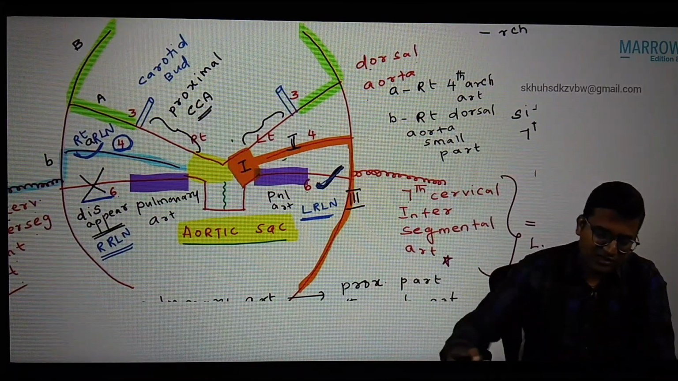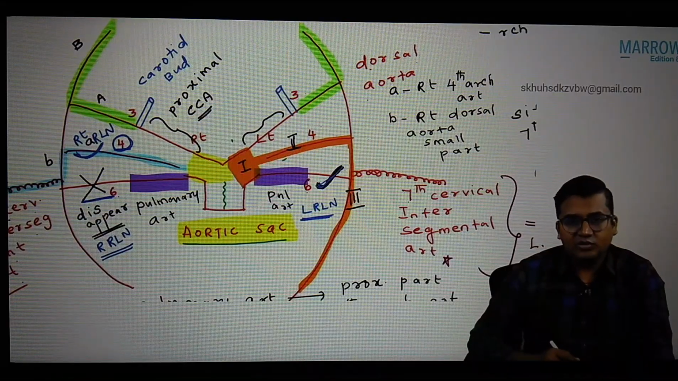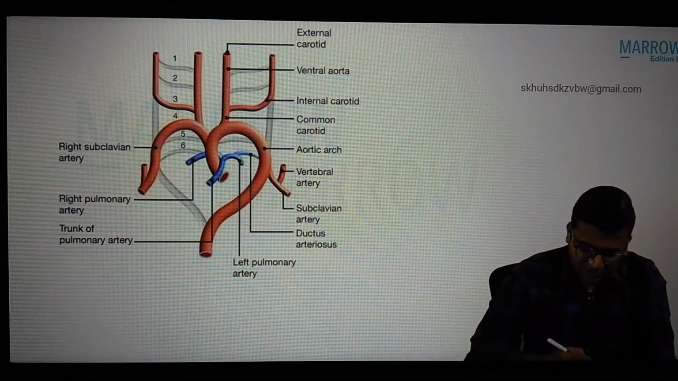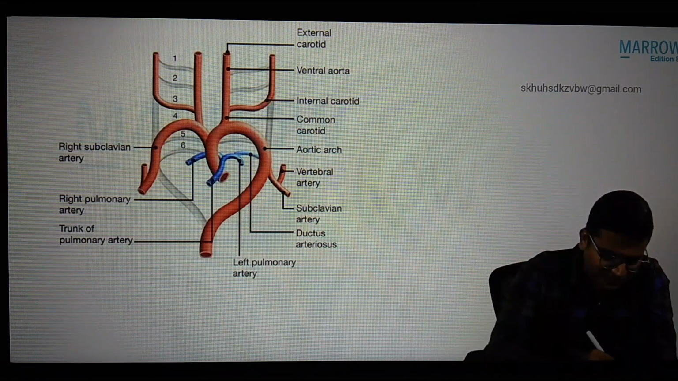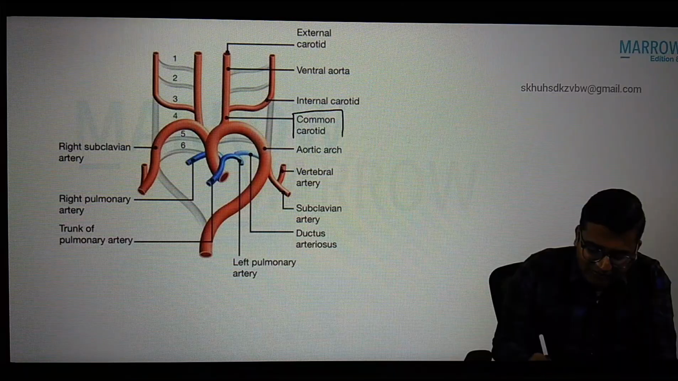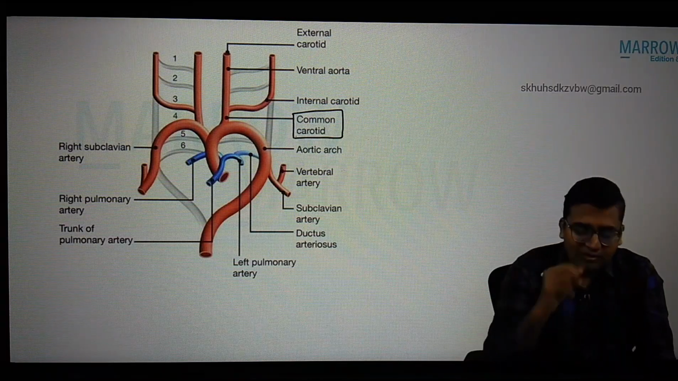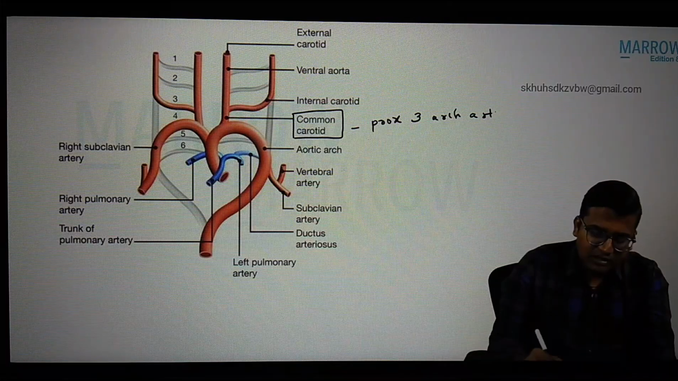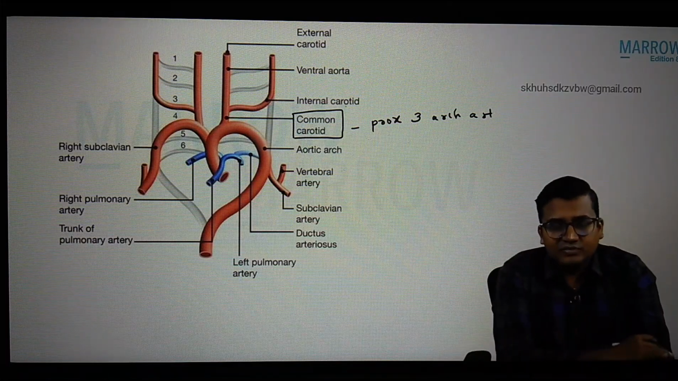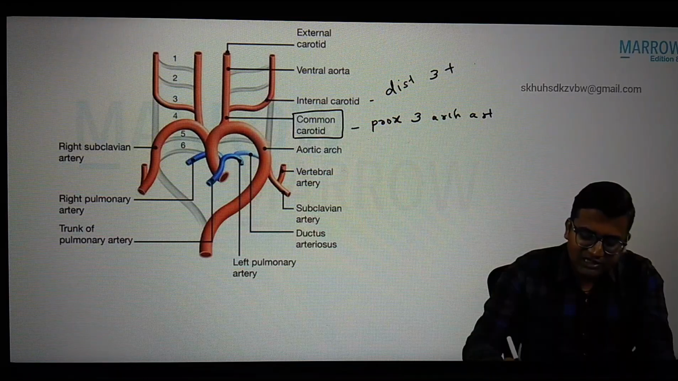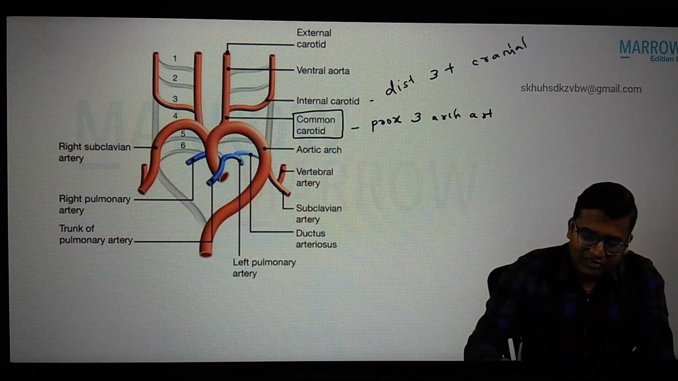Right. Now this is the source for the arch arteries. Now we're going to see some applied aspects, but before that, see the diagram. In this diagram we'll do one quick revision. The common carotid is coming from the proximal part of the third arch artery. Very good. Now the internal carotid is coming from the distal part of the third arch artery and the cranial part of the dorsal aorta.